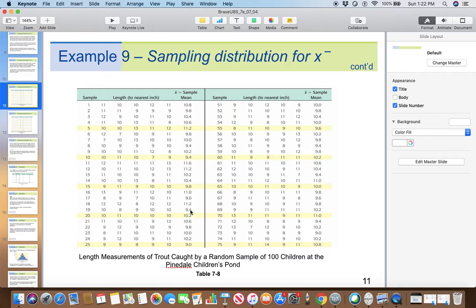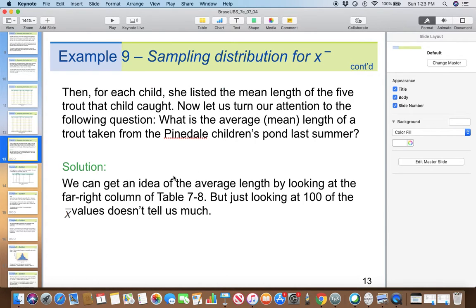For each child, you have x bar. So x bar is the sample mean. This is the average length of the 5 fish caught by each child. So just look at that. There is such a big variety of sample lengths. Just by looking at those numbers, they don't tell us much.